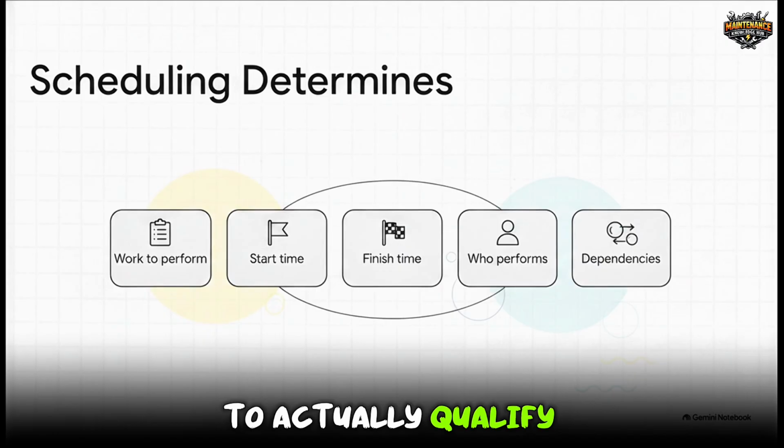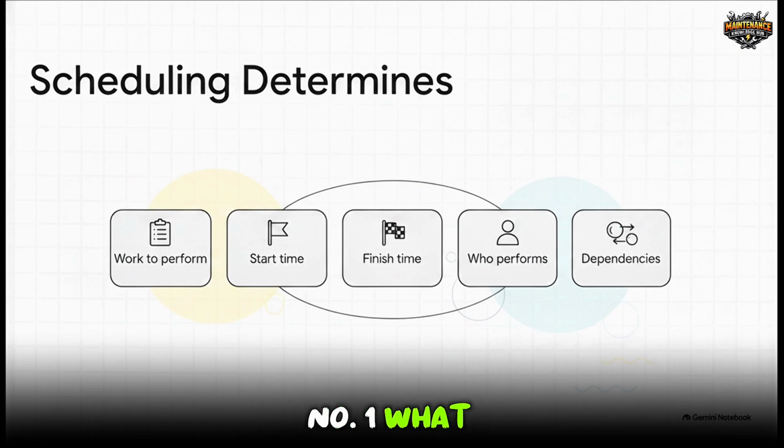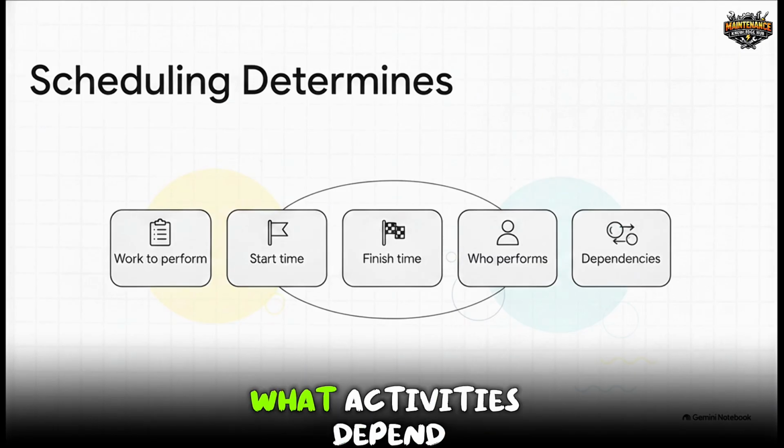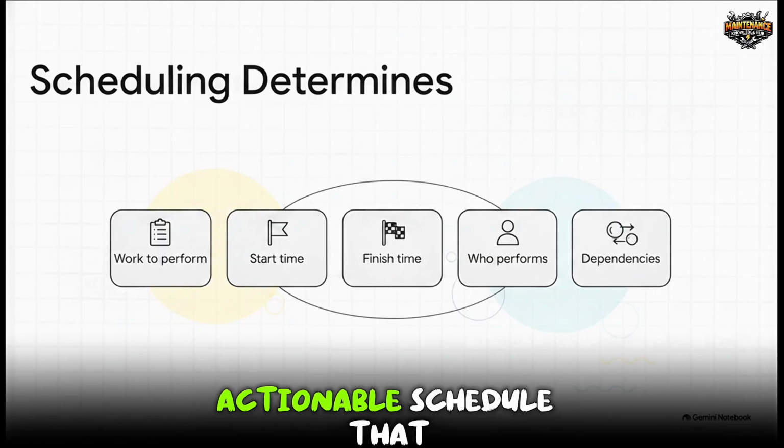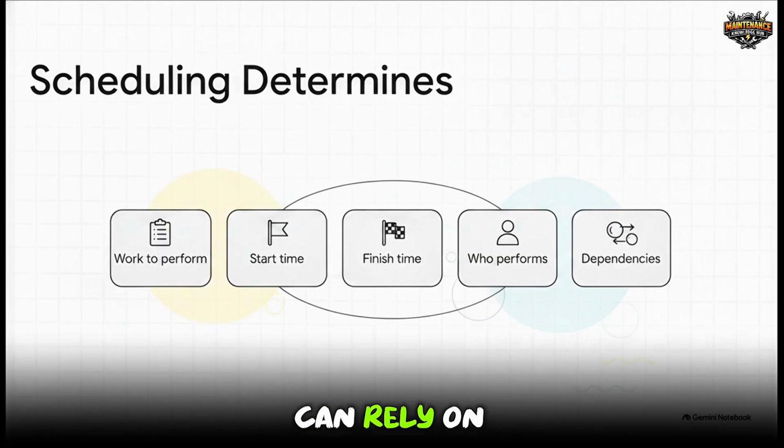To actually qualify as a professional schedule, it has to confidently answer these 5 critical questions. Number 1, what work will be performed? Number 2, when will it start? Number 3, when will it finish? Number 4, who will perform it? And number 5, what activities depend on each other? Listen, if your plan leaves even one of these questions unanswered, you are leaving the door wide open for confusion and delay. Every single one of these elements must be locked down to create a transparent, actionable schedule that your whole team can rely on.